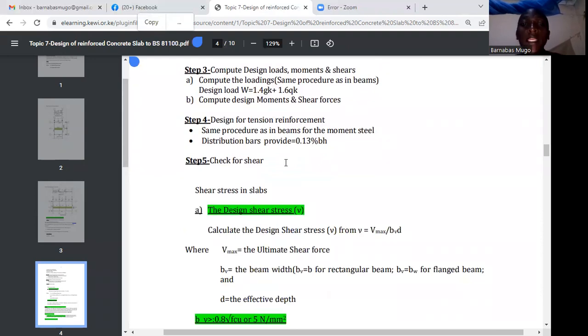Then from there, we need to go to step number 5, which is check for the shear. In checking the shear stress in the slab, we need to design the shear stress. Remember, this is exactly the same formula that we used in the design for the shear in case of a beam. That is V maximum, which is the shear force, divided by B times D, which is the cross-sectional dimension.